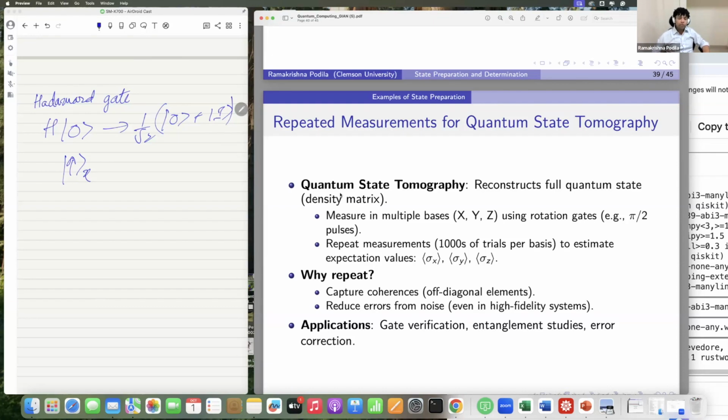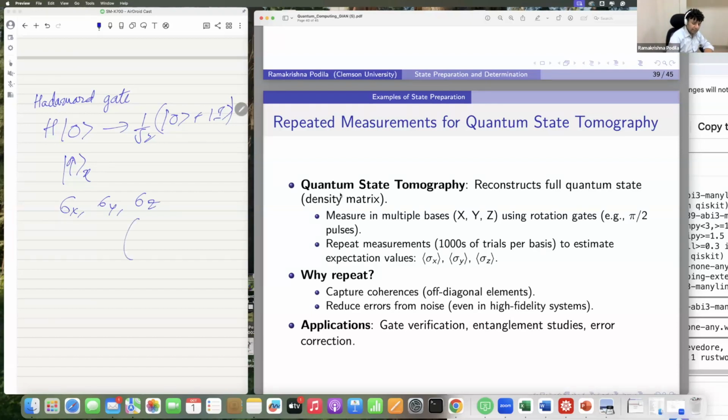So you can apply microwave pulses in the right frequency and in the right way to use as rotating gates. And then we can measure in multiple bases and repeat these measurements on thousands of trials per basis to estimate the expectation values, like sigma X, sigma Y, sigma Z. Sigma X, sigma Y, and sigma Z are called the Pauli matrices, right?